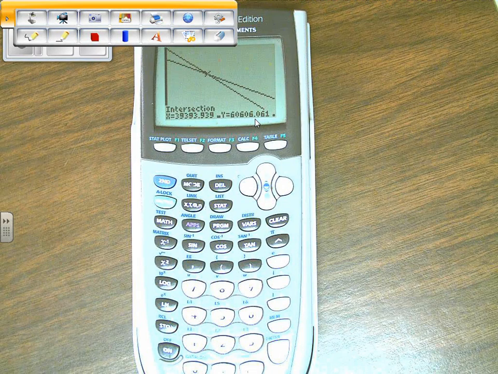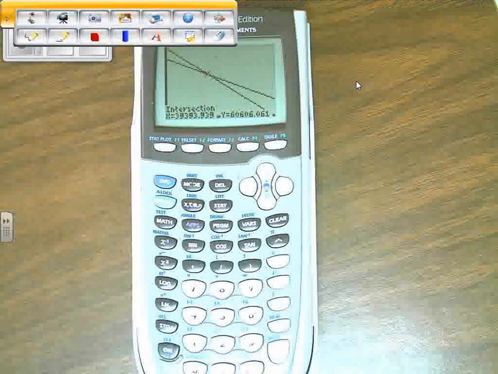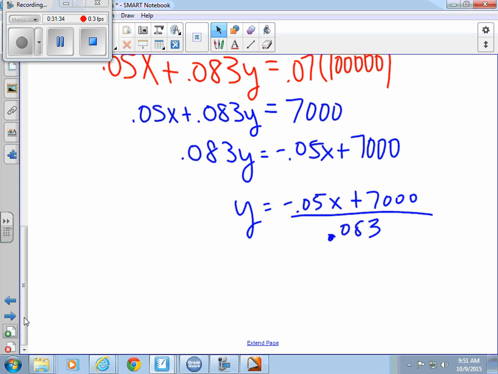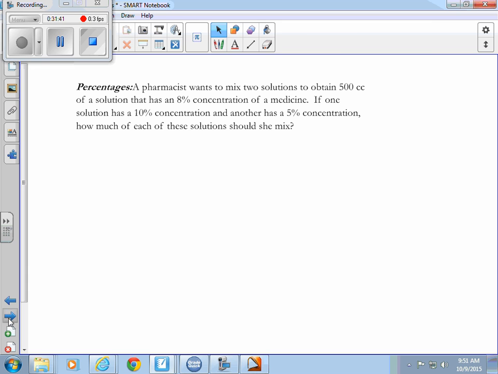How did I know the X was the money market and the Y was the mutual fund? That's how I set it up. I labeled it that way to begin with. And I think I answered all the questions. Yep. How much should he invest in each fund? Got it.